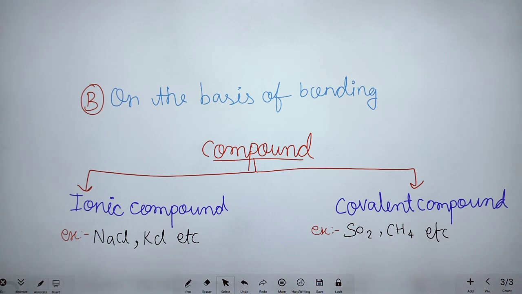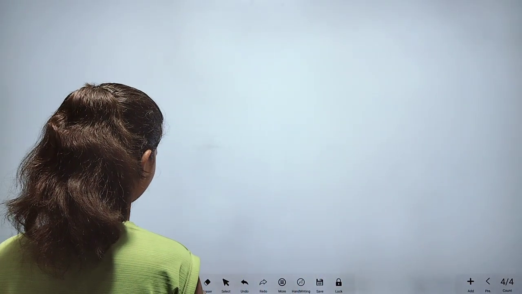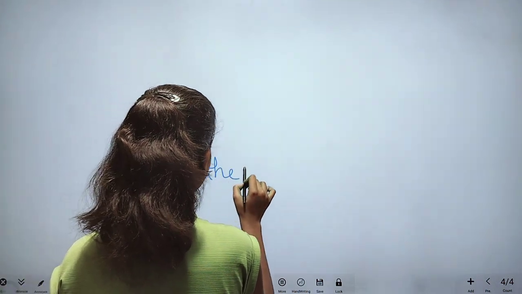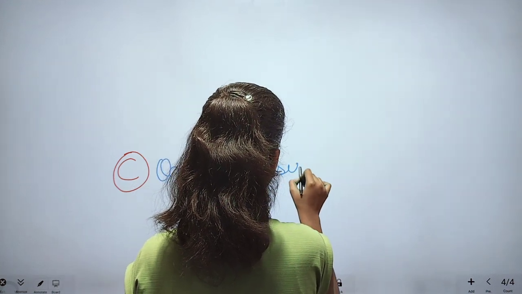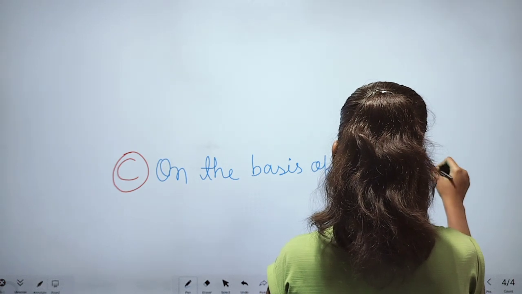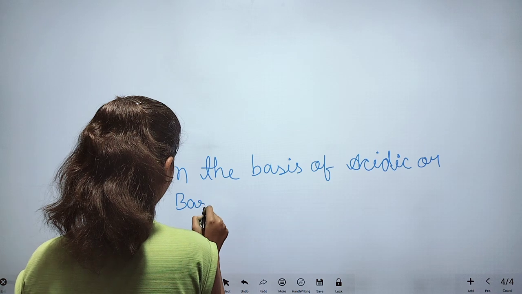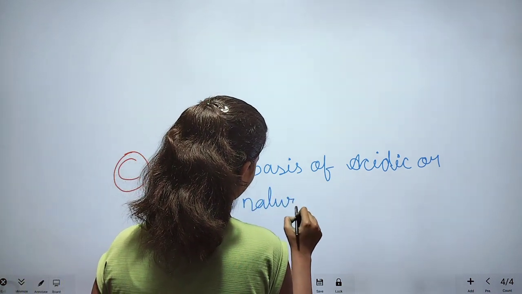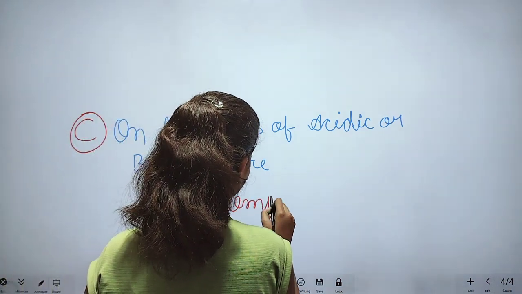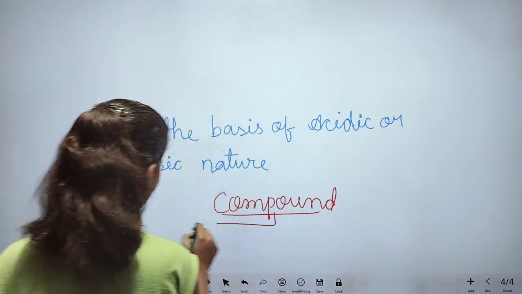And let's discuss, on the basis of acidic or basic nature, there are three types of compounds: acid, base, salt. On the basis of acidic or basic nature, there are three types of compounds.